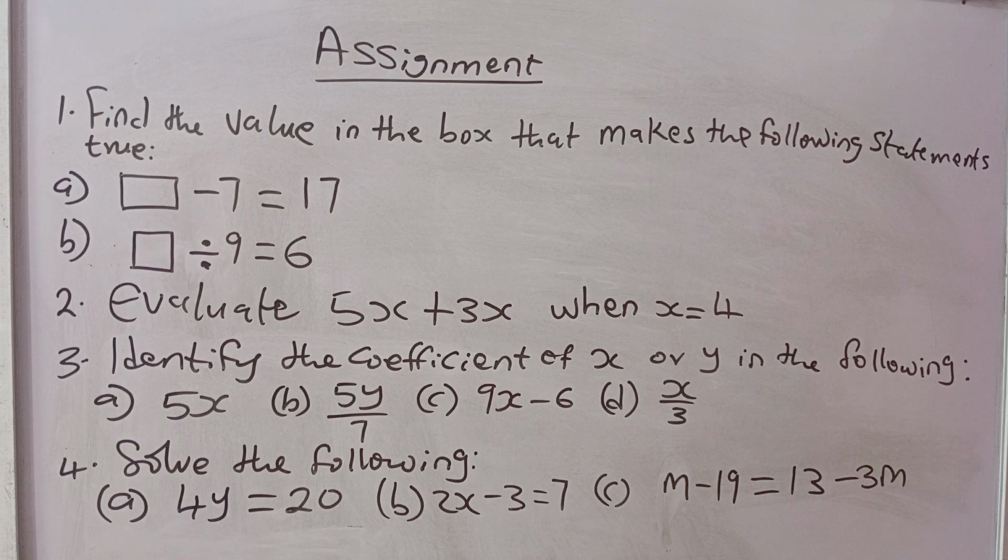Then number 4, solve the following, where you have 4y as number A, 4y equal to 20. Number B, 2x minus 3 equal to 7. Number C, m minus 19 equal to 13 minus 3m. So give this a try, solve it in your rough book, and get ready for the next video, where we'll give the answers to all these questions.